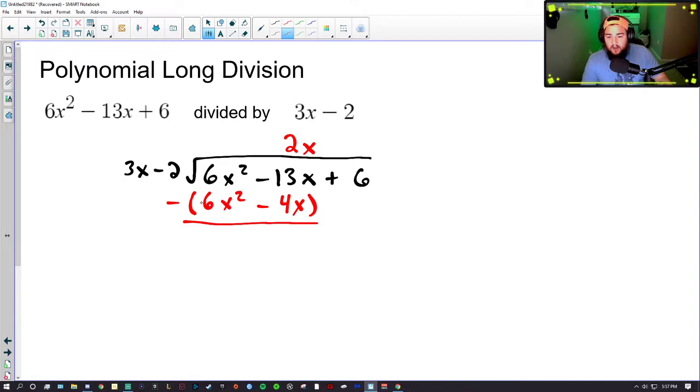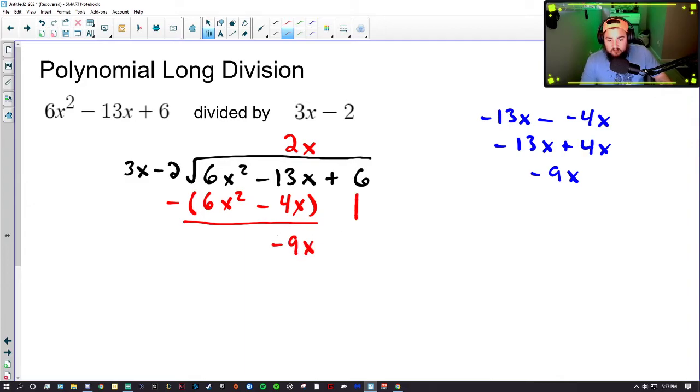6x squared minus 6x squared is 0, which is good. We want that to happen. And then negative 13x minus a negative 4x. If I were to write that off to the side, I'm doing negative 13x minus negative 4x. When I subtract the negative, it's the same as negative 13x plus 4x, which is negative 9x. So don't get tripped up with your subtraction. Subtracting down, we get negative 9x. Now we only have one term, so we have to bring down the next one, plus 6.